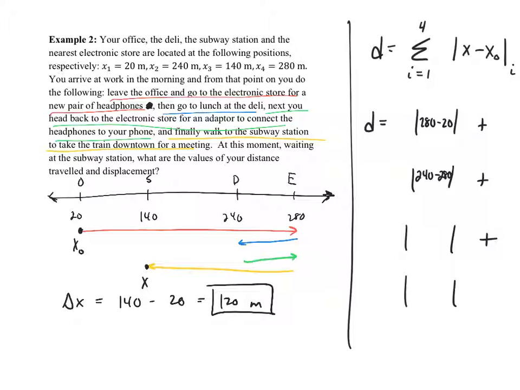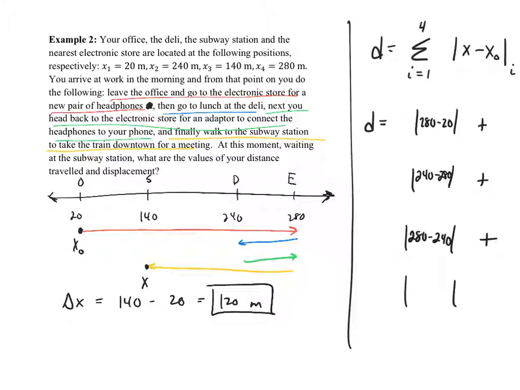Okay? The third vector along the green path, Jackie? 280 minus 240. Yeah. 280 minus 240. This is the opposite of that one. Very good. 280 minus 240. Because my initial is 240, my final is 280. Final minus initial, 280 minus 240.